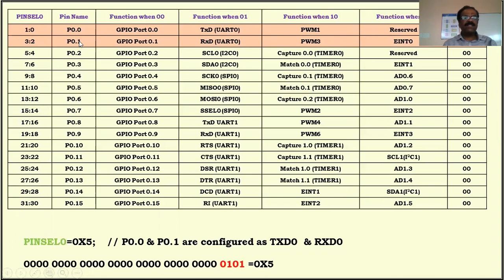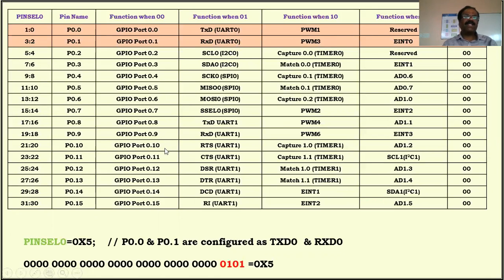If you go for P0.1, once again we can use this pin for 4 different purposes. This is multiplexing. If you put 00, I can use this as GPIO. If it is 01 here, then you can use this as RxD. Then if it is 10, pulse width modulation pin 3. Then if it is 11, that is external interrupt 0. Like that, depending upon your requirement, you can configure.